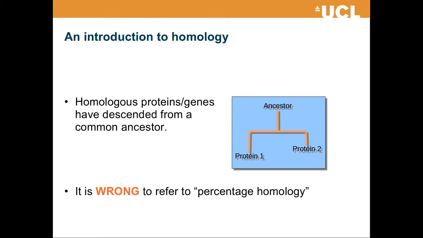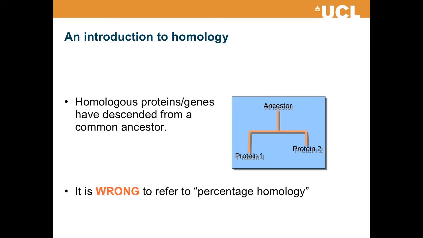Consequently, it is wrong to refer to percentage homology. You can't have proteins or genes that are 50% homologous or 75% homologous, just as you can't be 50% dead or 75% pregnant. Now, you can measure how long you have been dead or pregnant for, and in theory at least you could go back in time and look to see when two genes or proteins descended from a common ancestor. But of course in practice we can't do that.